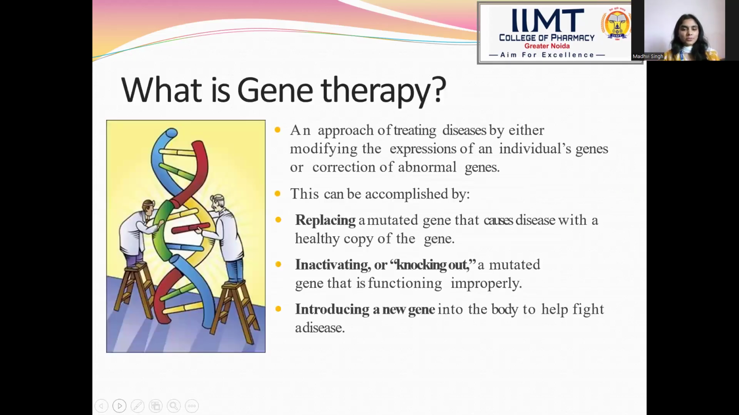What is gene therapy? It is an approach of treating diseases by either modifying the expression of an individual's gene or correction of abnormal genes. This is accomplished in 3 ways: replacing, inactivating or knocking out, and introducing a new gene. First is replacing: replacing a mutated gene that causes disease with a healthy copy of the gene. Next is inactivating or knocking out a mutated gene that is functioning improperly. Third is introducing a gene into the body to help fight a disease.